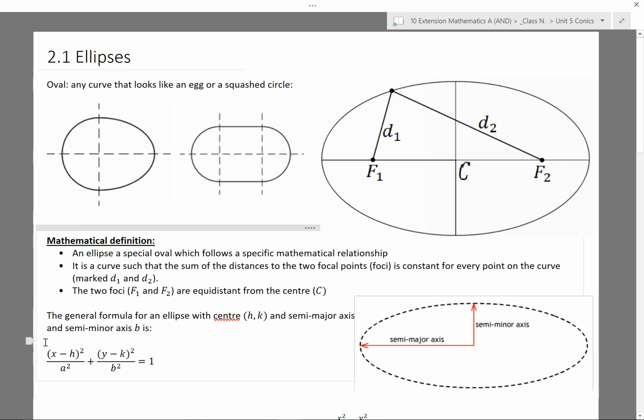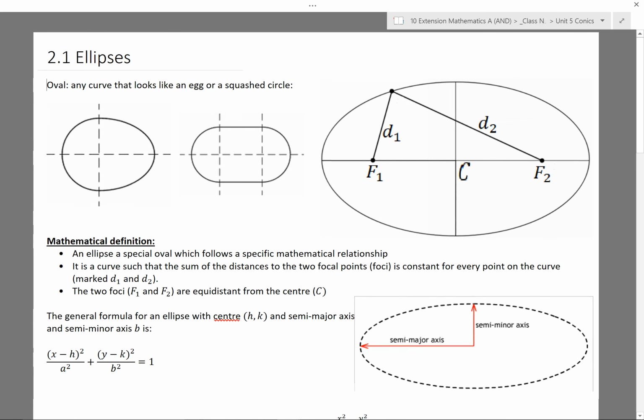The second lesson in this conics unit is on ellipses. Before we look at ellipses, let's just think about what an oval is, so we don't get these confused. An oval is any curve that looks like an egg or a squash circle. You're an oval, you're an oval, you're an oval. Okay, look like a squash circle.